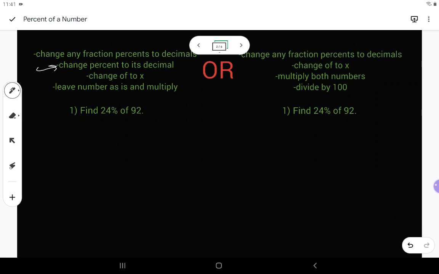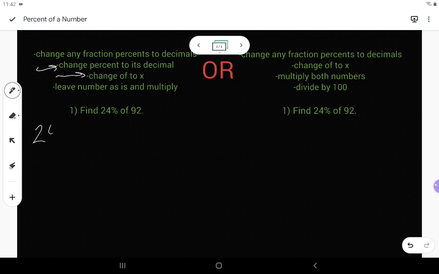So remember, we change something to its decimal equivalent by dividing by 100 or sliding the decimal point 2 spaces to the left. And then I'm going to change the word of to be multiply. So here I've got the word of. I'm going to change that word of into a multiplication. Okay? And then I'm going to just leave the number that's here as is and multiply. So here's what my expression would turn into.